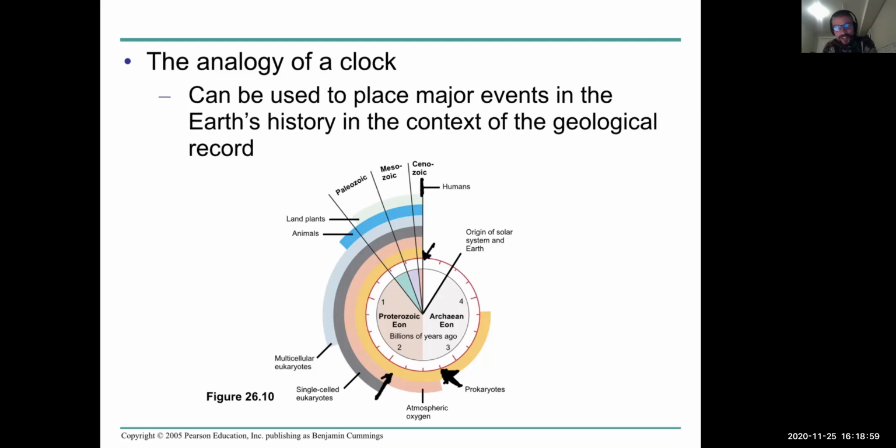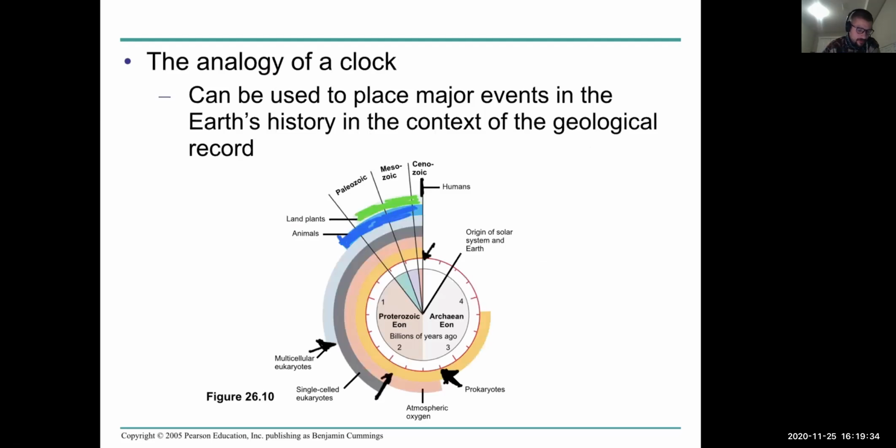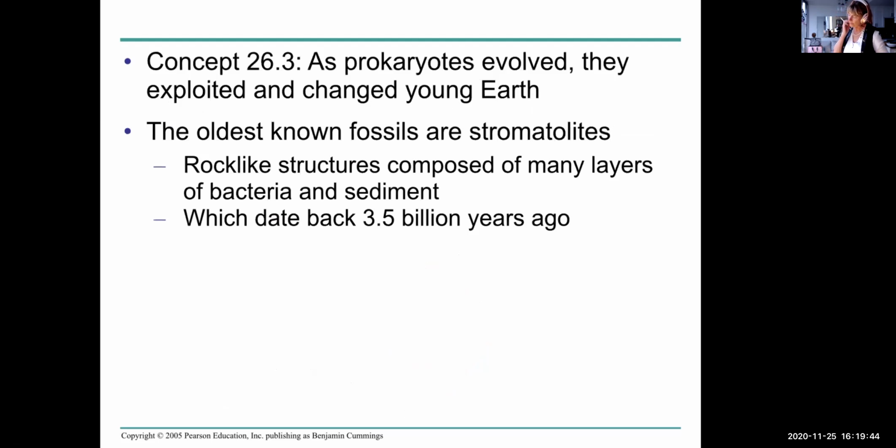So multicellular eukaryotes started developing. Well, it took them about 1 billion years before animals started to develop. So here are animals here. Animalia. Land plants afterwards, because of course animals evolved in water. Yeah, it's neat to look at because you can really see how old the Earth is and how young humans are. Very young. So as prokaryotes evolved, they probably exploited and changed the Earth quite a bit.